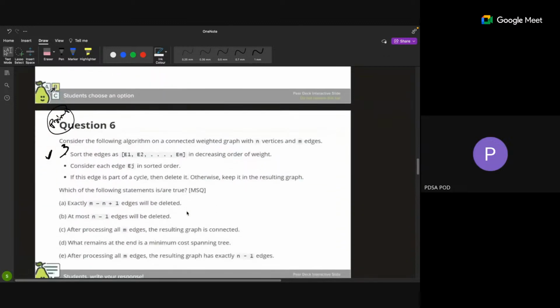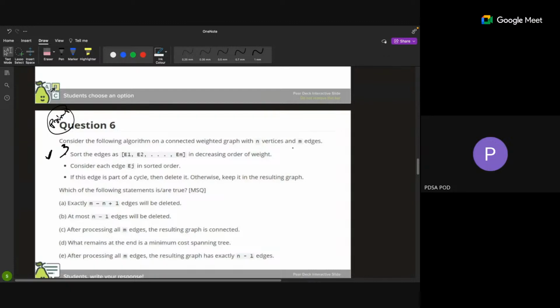Consider an algorithm. They did not tell you which algorithm it is. A connected weighted graph with n vertices and m edges. We don't know how many vertices or edges there are, so m number of edges and n number of vertices. Now, what we want to do is sort the edges based on the edge weights in decreasing order.